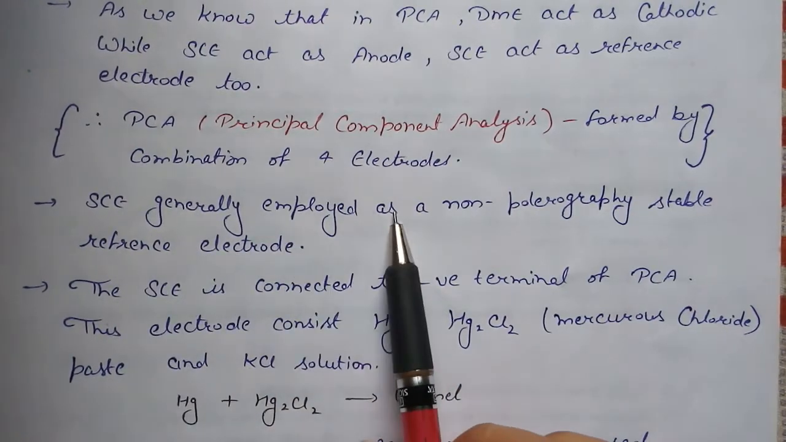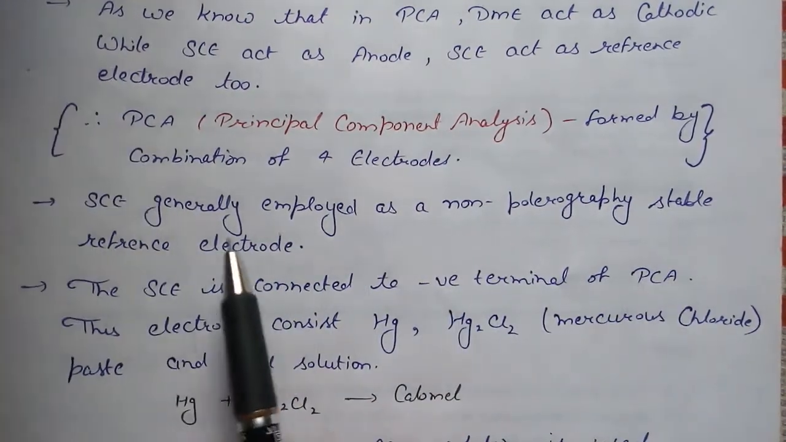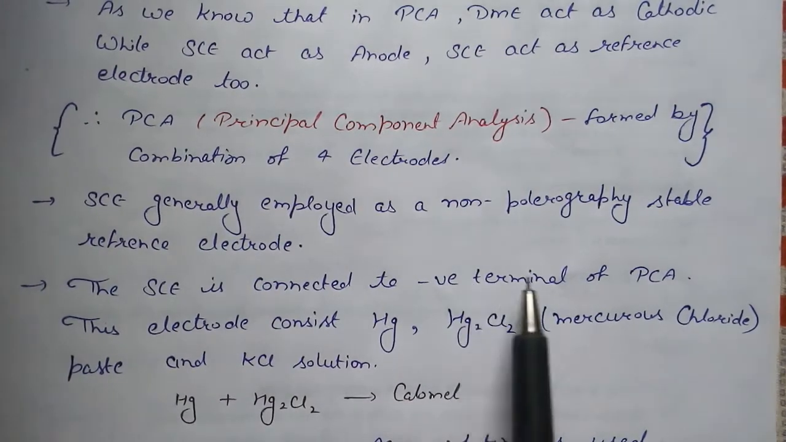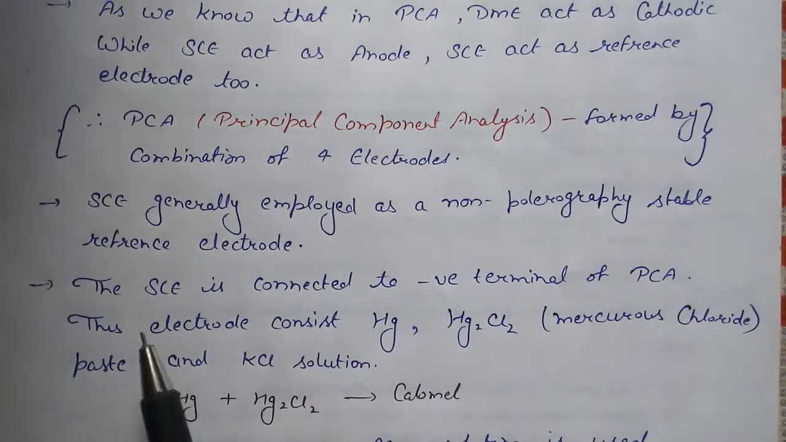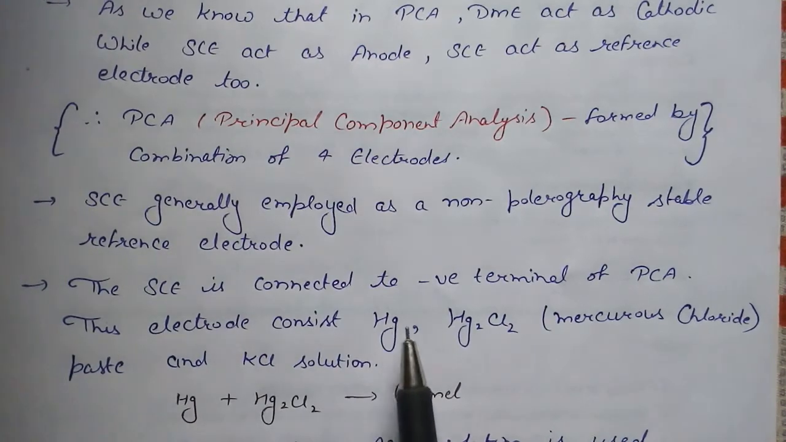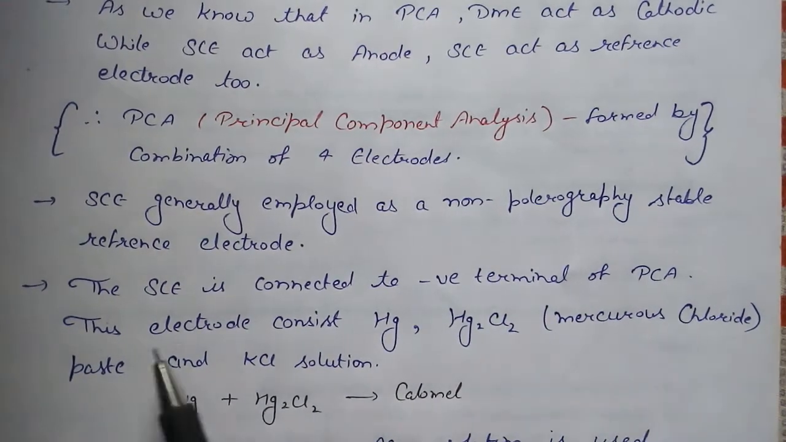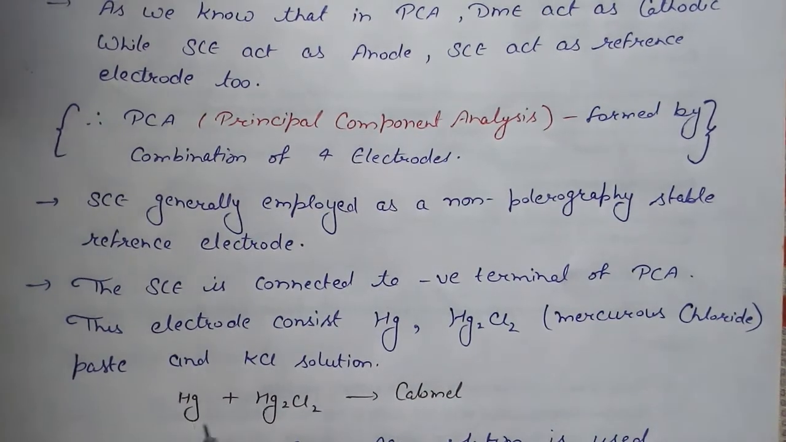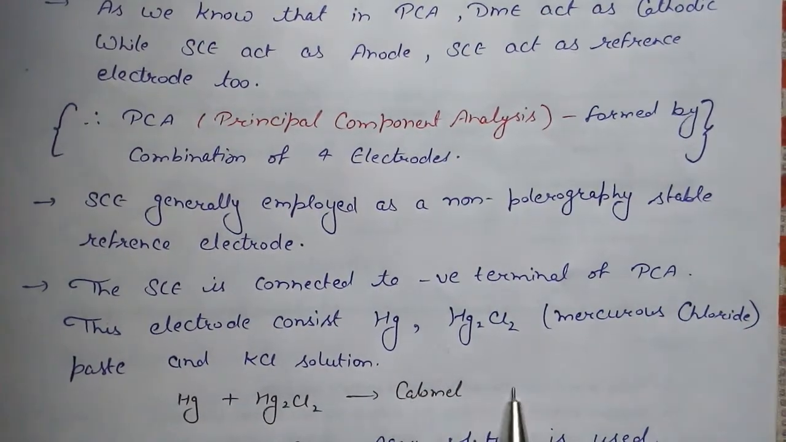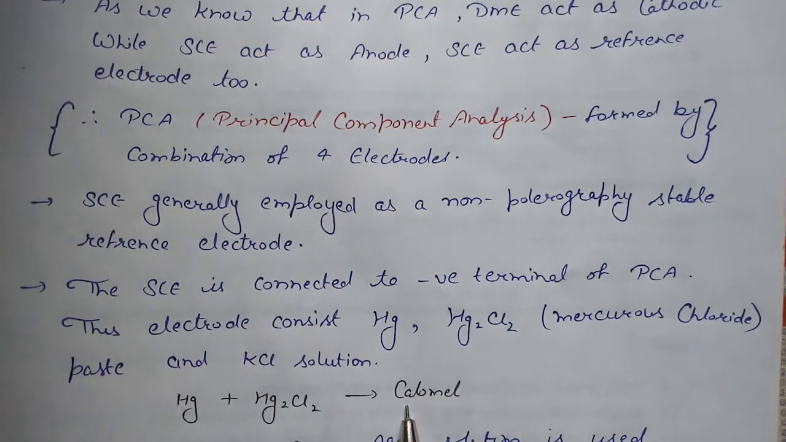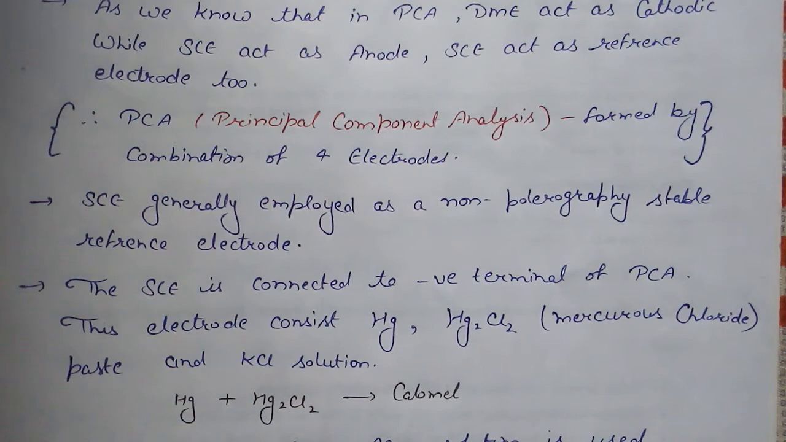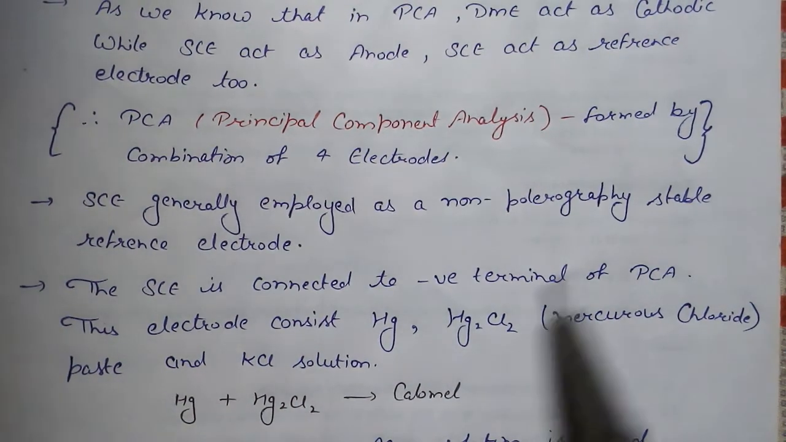SCE is generally employed as a non-polarographic stable reference electrode. The SCE is connected to the negative terminal of PCA, right? This electrode consists of mercury, mercurous chloride paste and potassium chloride solution. So when mercury and mercurous chloride combine, it will give you the calomel form. So its name is saturated calomel electrode. Is that clear? Now what is the theory of it?